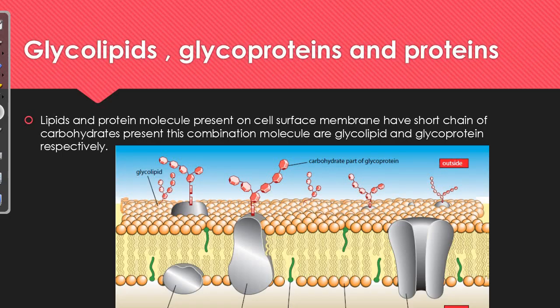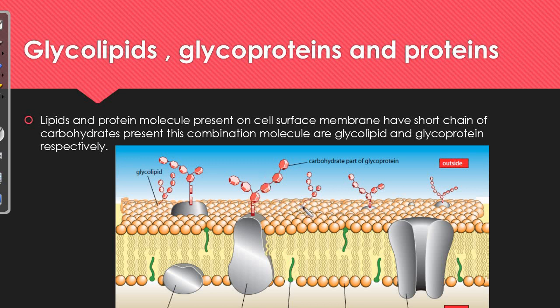The third ones are the carbohydrates, that are glycolipids and glycoproteins. If you see the structure, lipids and protein molecules present on the cell surface membrane have a short chain of carbohydrate. This right here, the red ones which are observed, this short chain of carbohydrate, this combination of molecules is glycolipid and glycoprotein.